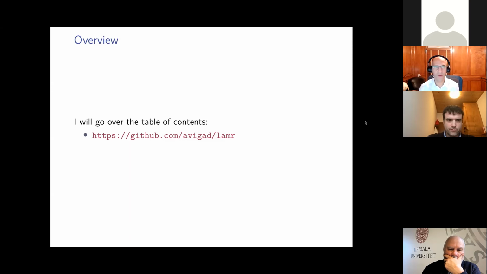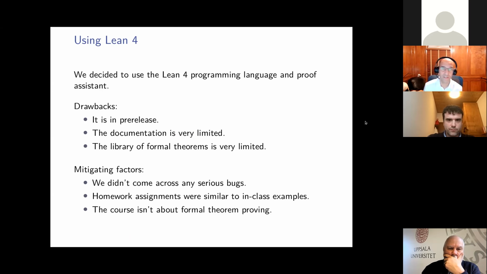So let me say something about the choice of Lean. We agonized over the choice of Lean as a platform. The main concern is that it's not a finished project. It's still in pre-release, and for that reason there's very little documentation out there. It's very limited. Also, Lean 3, a proof assistant, has a large mathematical library, and there's very little of the mathematical library for Lean 4. But on the other hand, mitigating factors: Lean held up pretty well, so we didn't have any serious problems with the implementation.